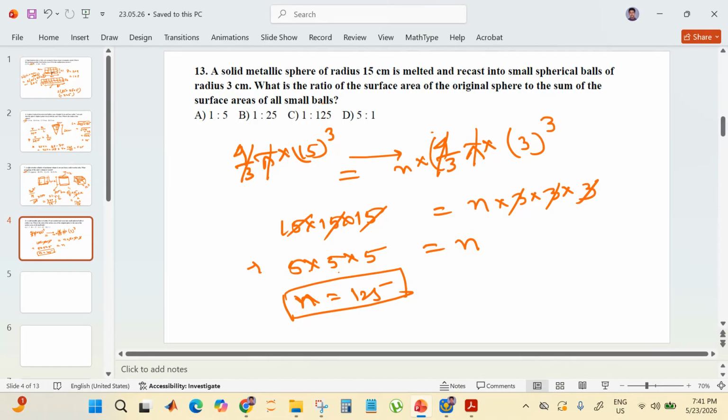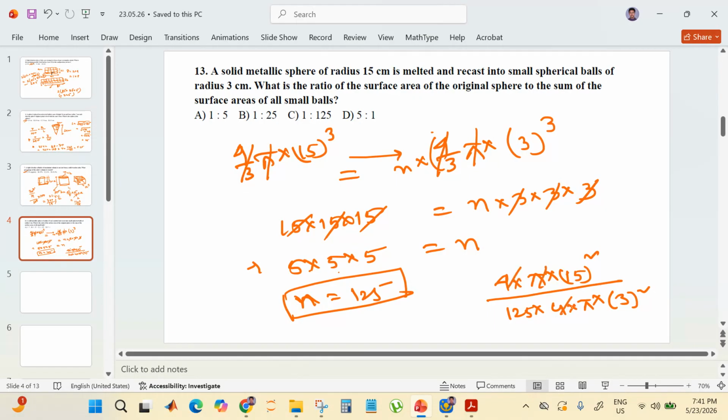Now you have to find the total. What is the ratio in the original question? The ratio of the surface area of the original sphere to the sum of the surface areas of all small balls. What is the surface area formula? It is 4 pi r square. Here r square is 15 square. And for all the small balls, it is 125 times 4 into pi into, and what is the smaller ball radius? It is 3 square.